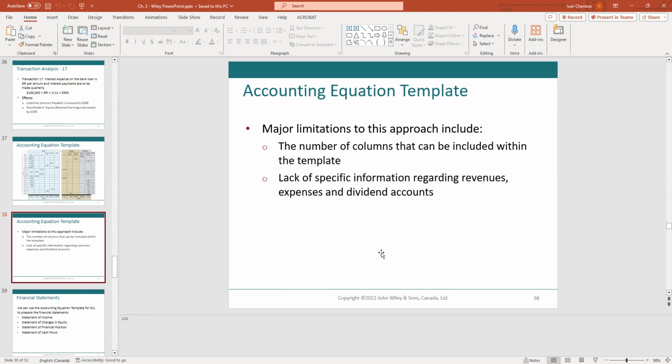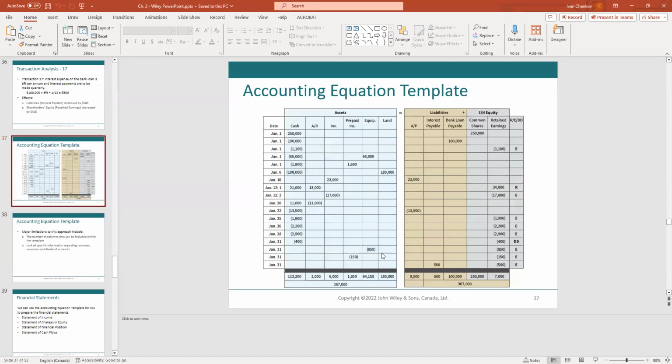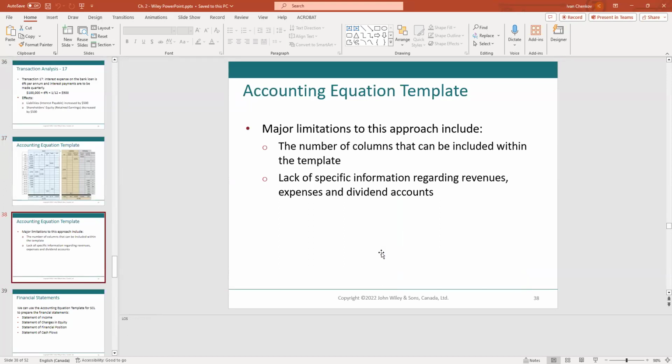If we're using this spreadsheet, what will be the limitation of this approach? Well, the number of columns within the template. Basically, can you do accounting in Excel? Yes, you can. The only thing is that the table is going to get bigger and bigger and bigger. And the other limitation is that we're not going to have enough information about revenue, expenses, and dividends.